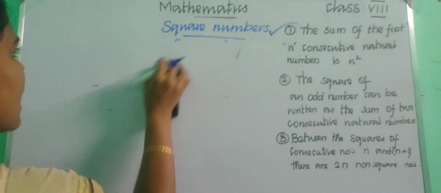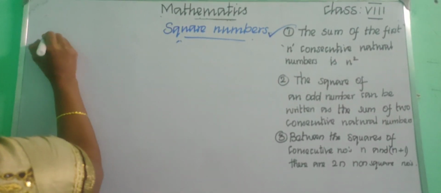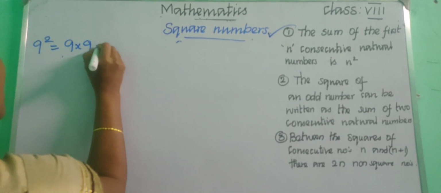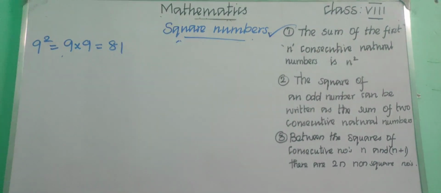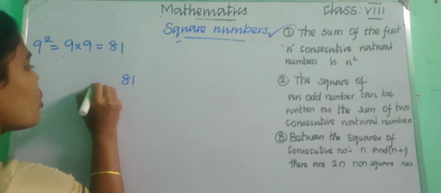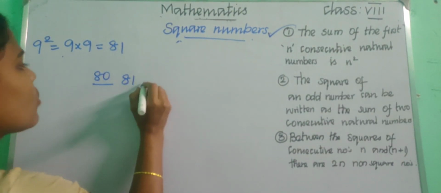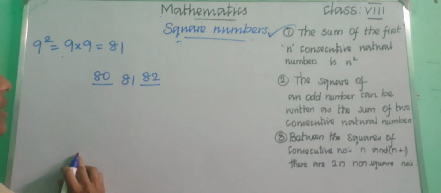So if you choose 9 squared, how will you write it? 9 squared means 9 into 9, right? So 9 nines are 81. Okay, children, so what is the predecessor of 81? 80, right? And what is the successor of 81? 82.